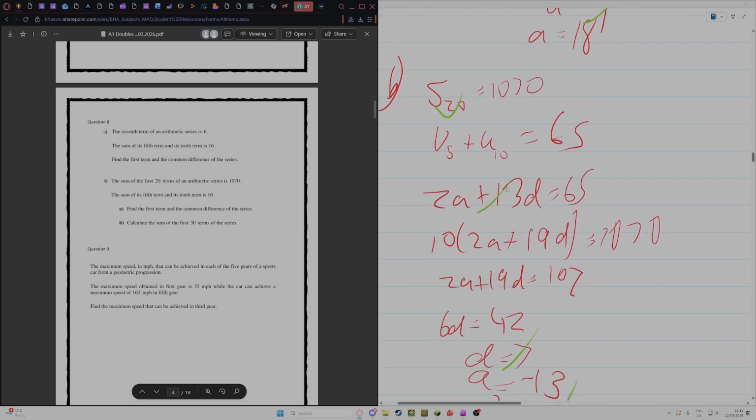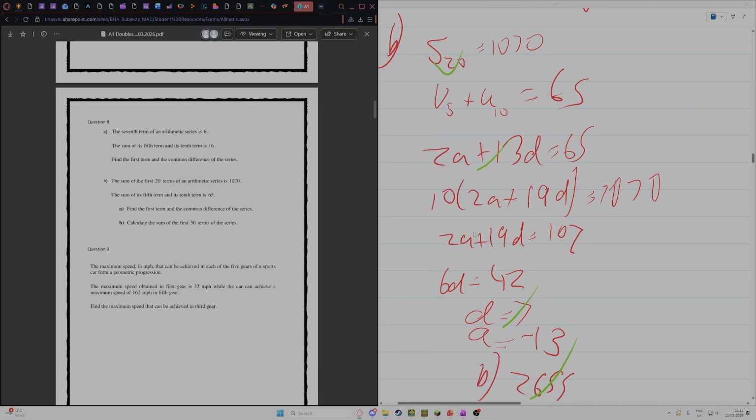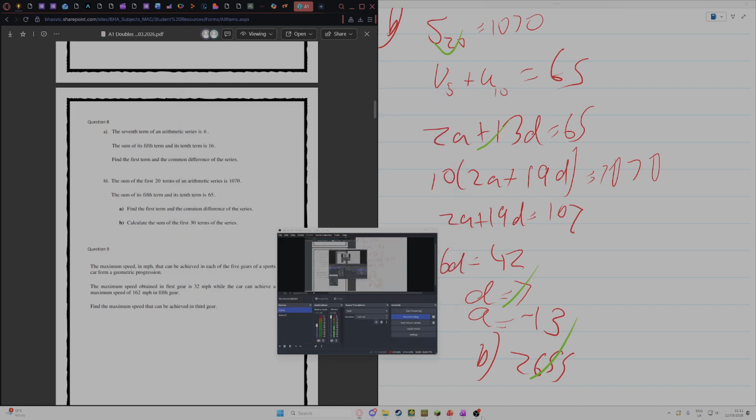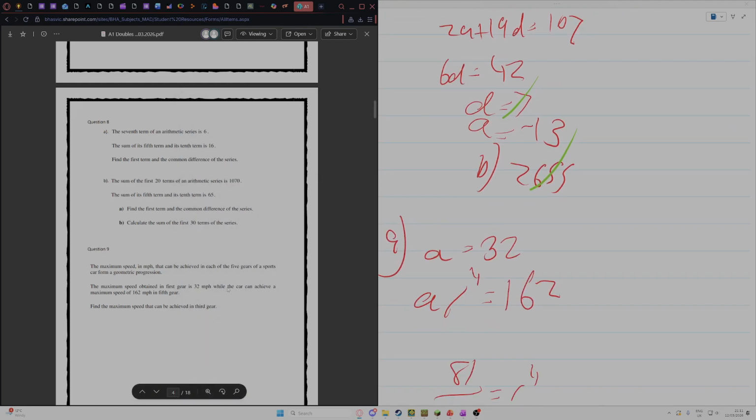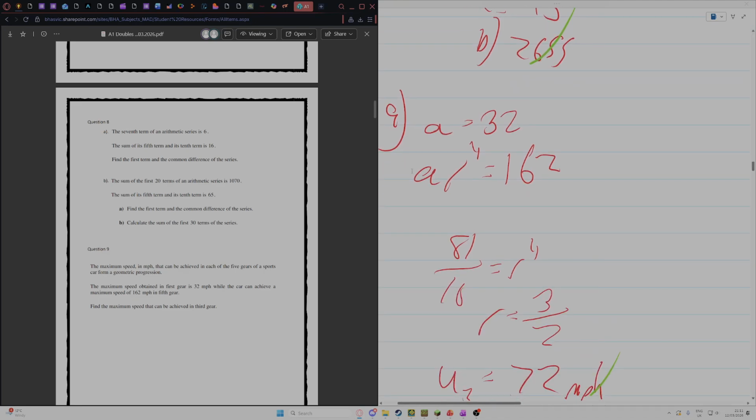Part B: S20 is 1070, and then U5 plus U10 is 65. This literally just tells you the information. There's no modelling, no words, just pure maths, which is nice and easy. So we can just do our equations and solve simultaneously. It's a lot of simultaneous equations in the series questions. And then for part B, S30, just put it in the formula.